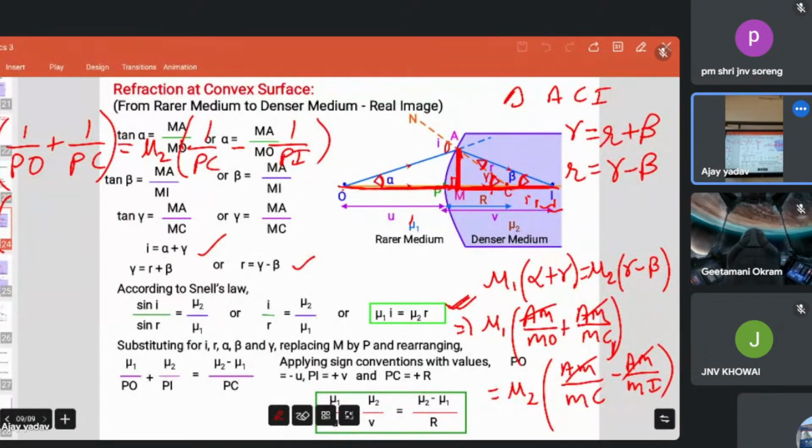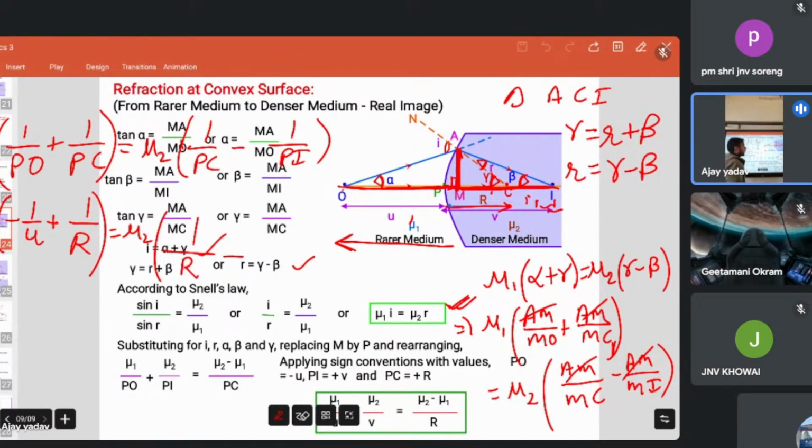PO means pole to object: P means pole, O means object. So from pole to object, this distance, according to sign convention, is minus u. So we can write minus 1 by u plus 1 by PC. P means pole, C is the center of curvature. So from pole to center of curvature, this is the radius of curvature. According to sign convention, this distance is positive. So equals mu2 into 1 by PC, pole to center, this is again R, minus 1 by PI.